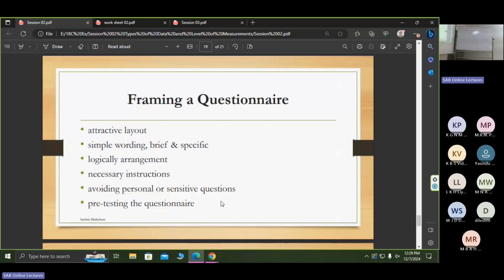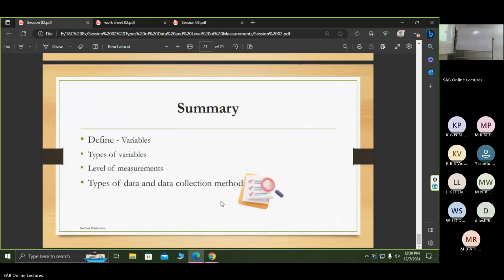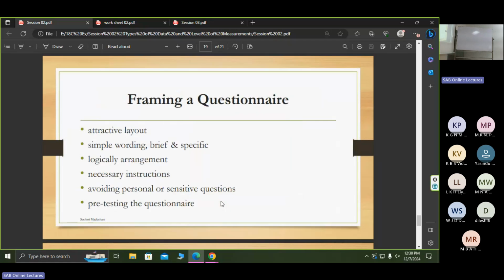We check it. This is pre-testing. After receiving the answers from the respondents, we check whether all the questions are okay or not. If there are mistakes in the questions, we can correct them. After finalizing the questionnaire, we can distribute it to our respondents to collect the data. Now, is it clear? These are the important things in framing a questionnaire. That is the questionnaire method.